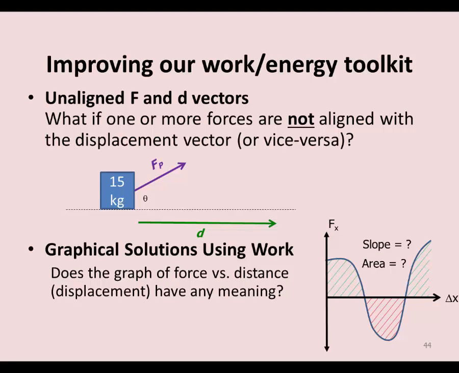Secondly, if we were to create a graph of our force versus the displacement moved for an object, for example, the displacement graph shown to the right, what could we determine from that graph? What does the slope mean? What does the area mean? You'll recall that we had a graph of force versus displacement with our spring lab, and so this will help us gain some insights into the meaning of slope and area from our spring lab.